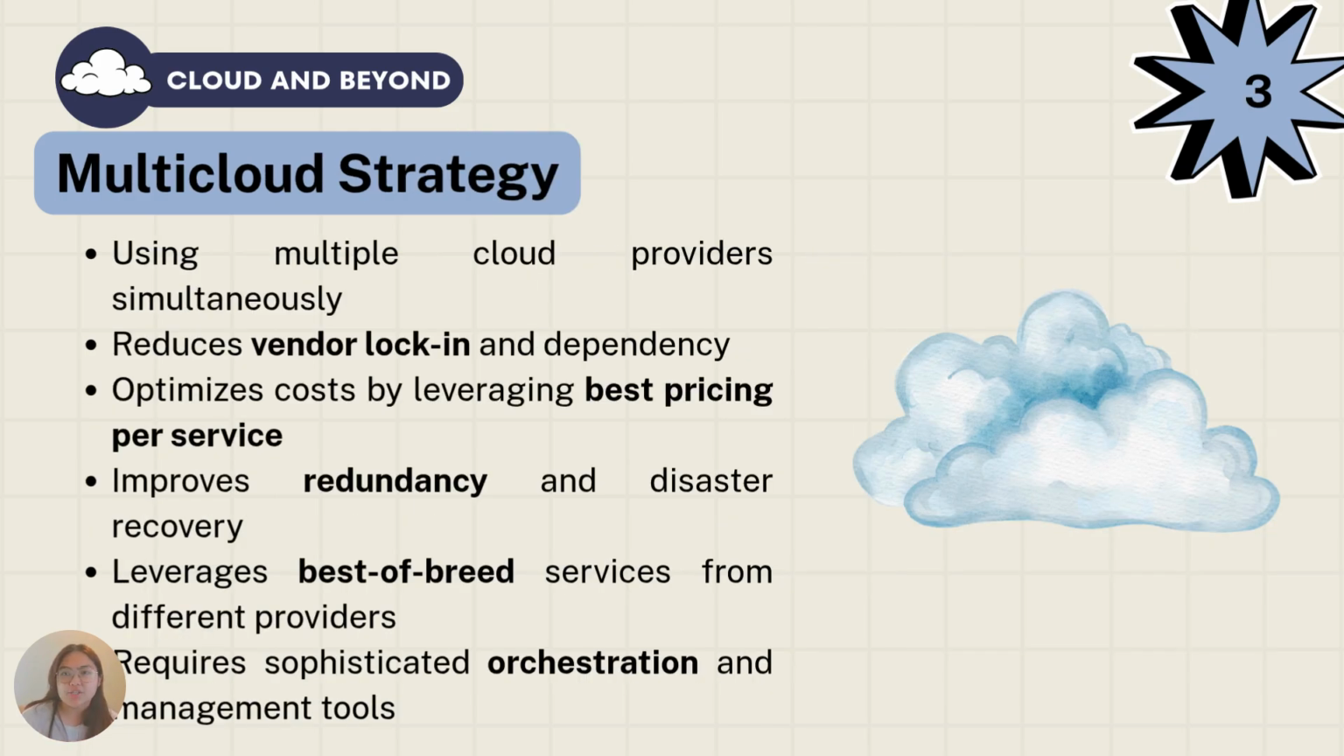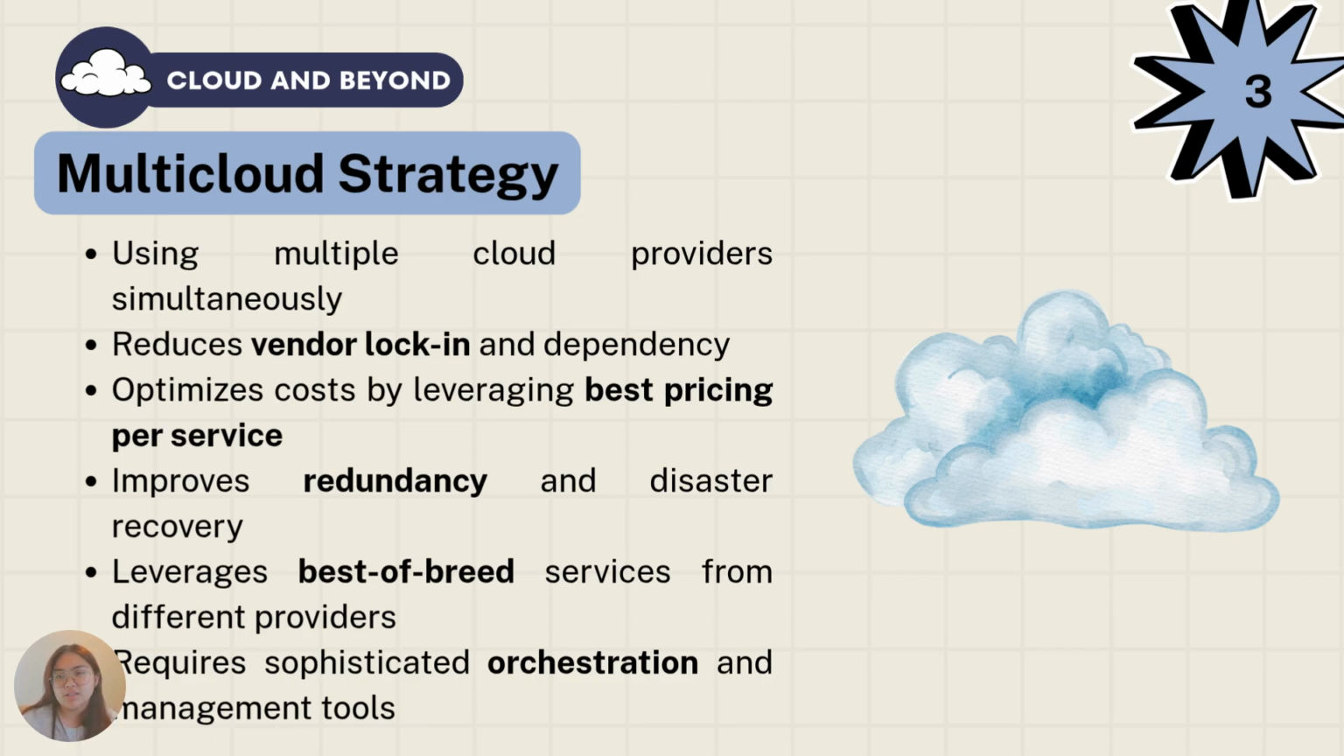Now it goes to multi-cloud strategy. This is where an organization uses multiple cloud providers, not relying on a single one. So it has very good advantages. First one, it reduces vendor lock-in and dependency. So if you're running everything on AWS, you become dependent on AWS. You are dependent on the pricing, the features, and the policies. But if you have multi-cloud, you have negotiating power and can switch providers if you need.